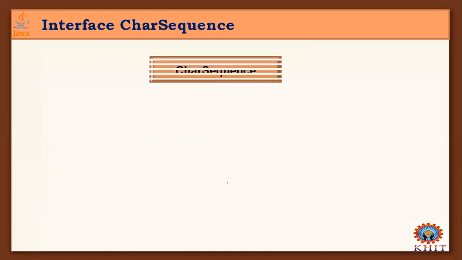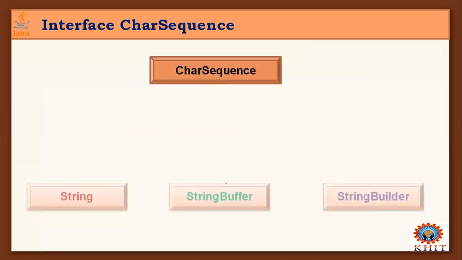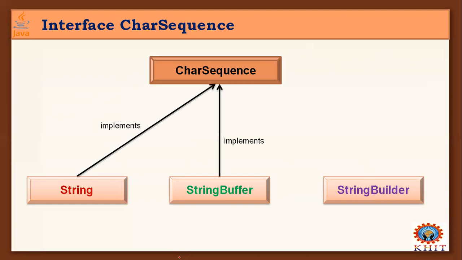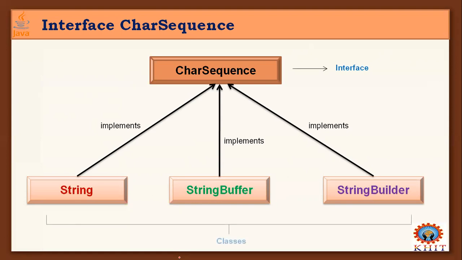So take this CharSequence here. This is an interface, and the three existing classes in the java.lang package implement that CharSequence interface. So String implements, StringBuffer implements, and StringBuilder class also implements. So this CharSequence is nothing but an interface, and all these three are classes.